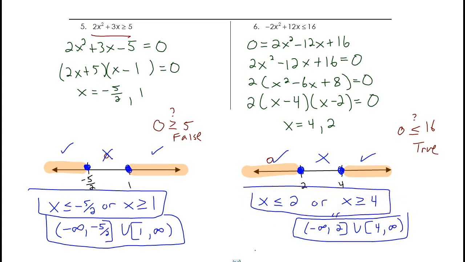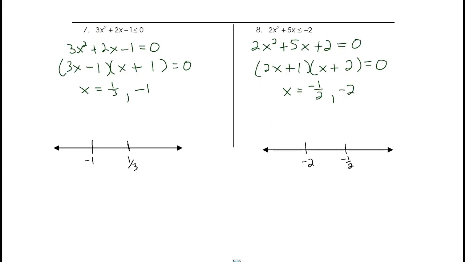All right, question number 7. I've already factored. I got 1/3 and -1. I put them on a number line. I want to test 0 because it's the easiest to test. On the number line, 0 is going to be in the middle here between -1 and +1/3. When I plug it in, 3 times 0 squared plus 2 times 0 is 0. And 0 minus 1 is -1.